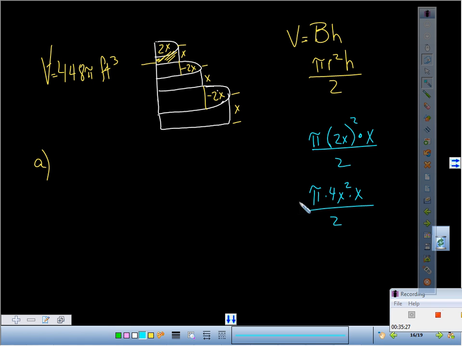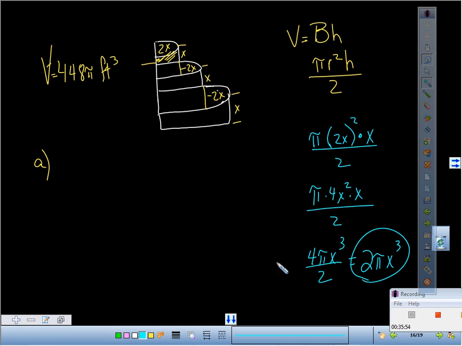Now, where does the 4 really go, guys? Yeah, it goes in front of the pi. You don't ever say pi 2. No, you say 2 pi. All right? So, 4 pi x to the third over 2. What is it? 2 pi x to the third. That's my answer to that first blank. Okay? So can you do the next one?